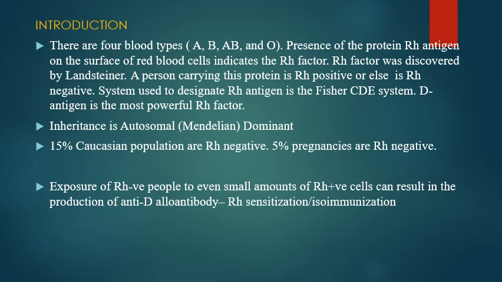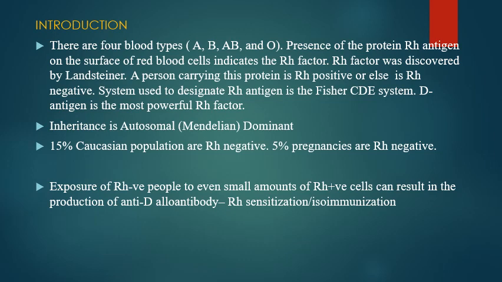A person who carries this protein is said to be Rh positive, and if he doesn't have it, he is said to be Rh negative. The system used to designate Rh antigen is the Fisher CDE system, of which D antigen is the most powerful Rh factor. Inheritance is autosomal dominant.